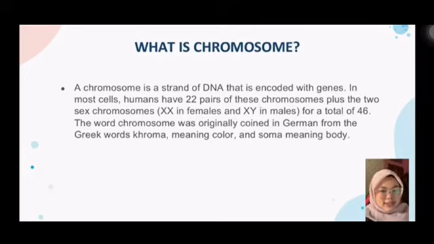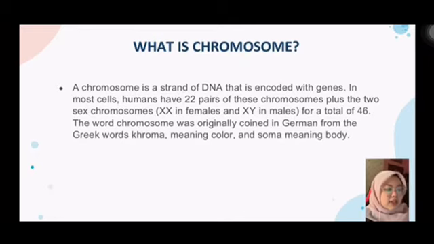Firstly, what is a chromosome? A chromosome is a strand of DNA that is encoded with genes. In most cells, humans have 22 pairs of these chromosomes, plus the 2 sex chromosomes, which is XX in females and XY in males, for a total of 46. The word chromosome was originally coined in German from the Greek words chroma, meaning color, and soma, meaning body.